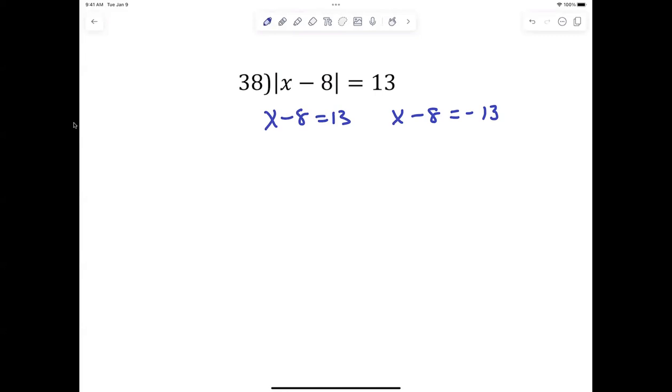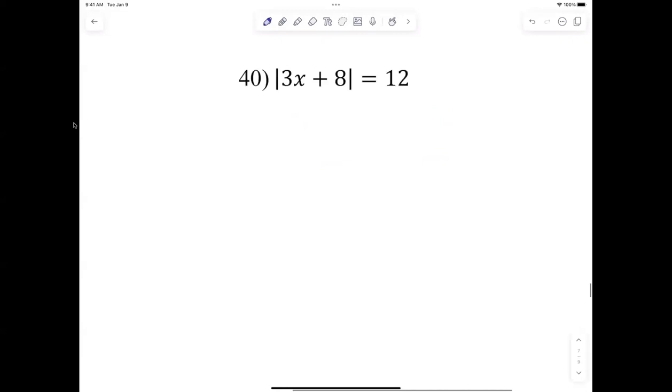All right, now we just add 8 to both sides. Add 8 to both sides. And there are your two answers. So x could be 21 or negative 5. All right, let's check out 40. All right, come on, write it twice. Let's see if you're good.